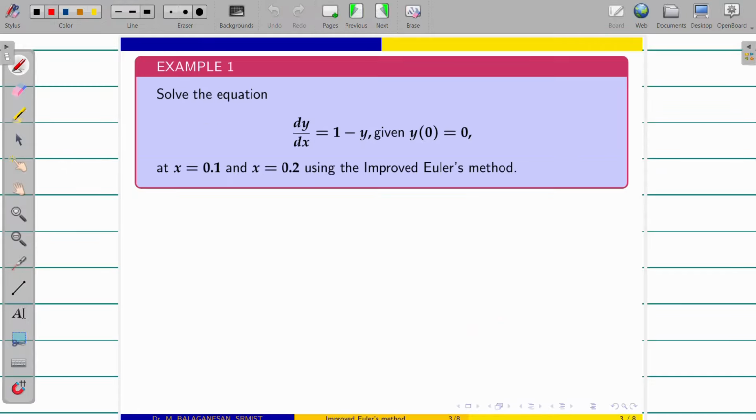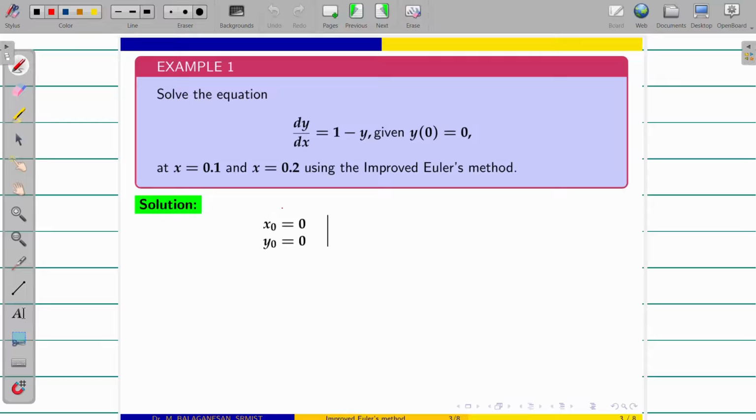Right, I have taken one example here. dy by dx is equivalent to 1 minus y, given y of 0 equivalent to 0. x naught is 0, this is x naught, this is y naught, which is 0. And we have to find the solution at x equal to 0.1 and at x equal to 0.2 using the improved Euler's method. Right, come to the solution part now.